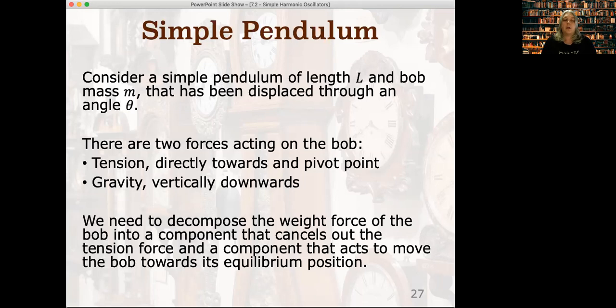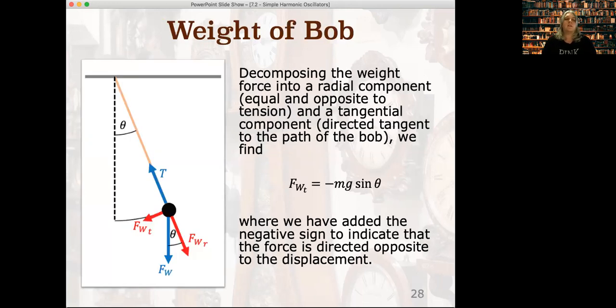If we need to decompose the weight force, right, we need to choose a frame of reference that makes sense for our decomposition. What we end up seeing is that the tension is going to be equal and opposite to some component of the weight force. So let's choose that as our frame of reference that we want to decompose into. So we've called it F_WR, which is the weight force radial, pointing in line with the center of our motion, which is our pivot point. So directly opposite to the tension.